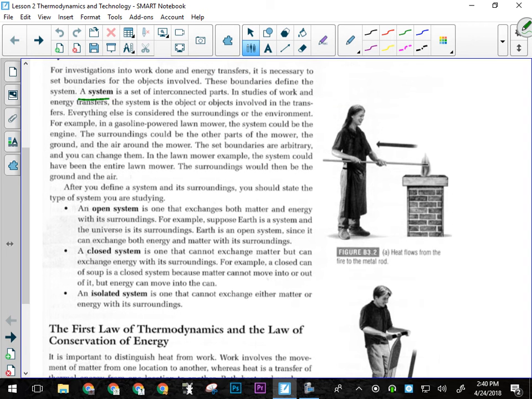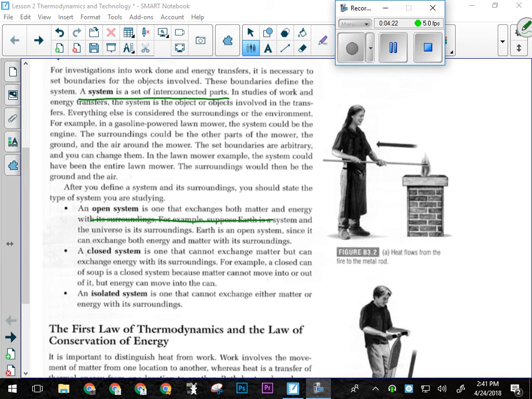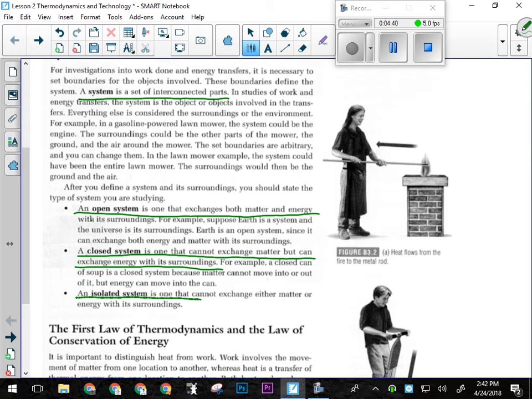First off, what's a system? A system is a set of interconnected parts. So an engine is a system. You're a system, a bunch of interconnected parts, right? And the 3 kinds of systems. An open system is one that exchanges matter and energy with its surroundings. A closed system cannot exchange matter, but can exchange energy with its surroundings, and an isolated system doesn't exchange either one.